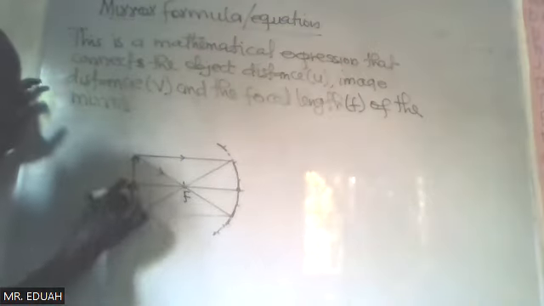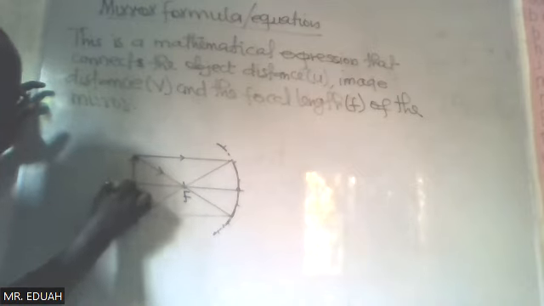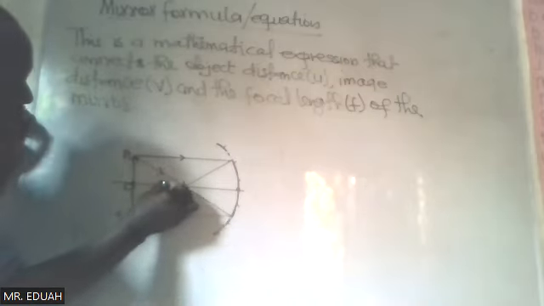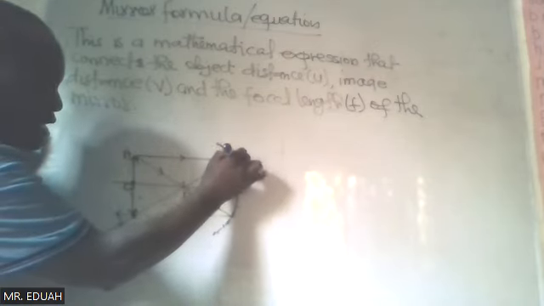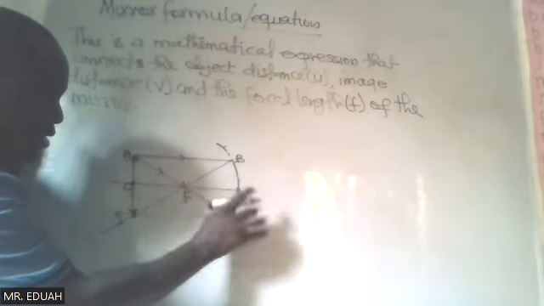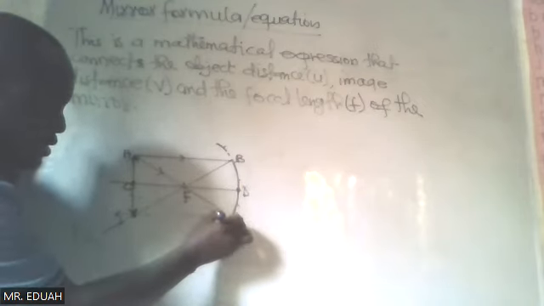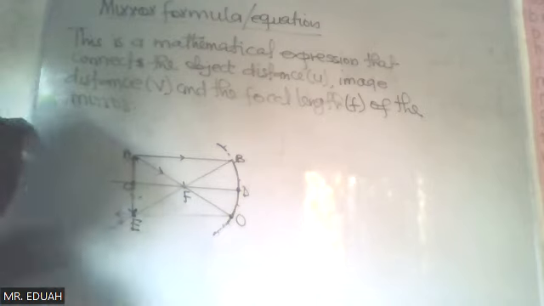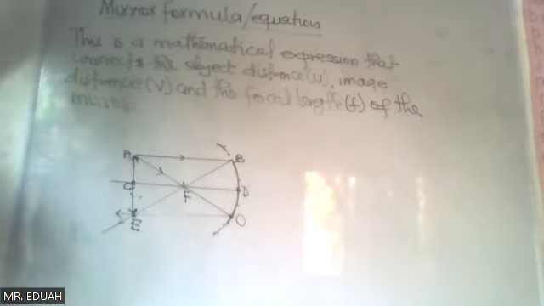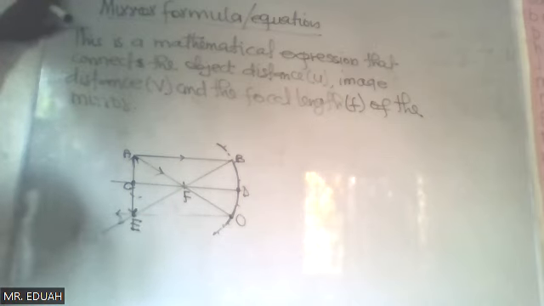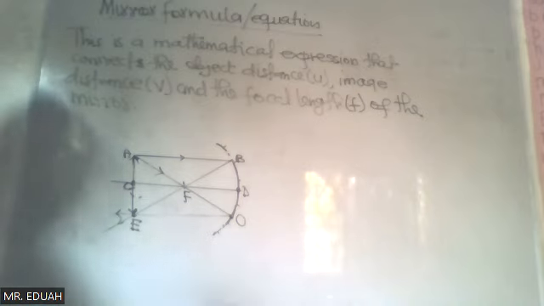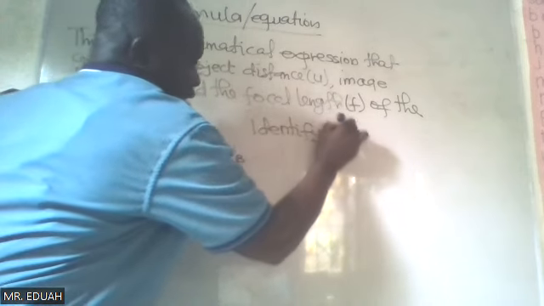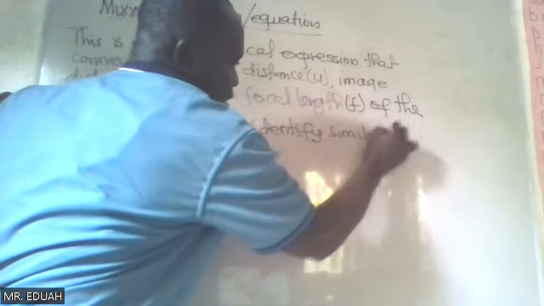Now, this is a point C. I'm labeling this point A. This is F. B. This is D. O. And then a point E. Now I'm going to identify similar triangles.